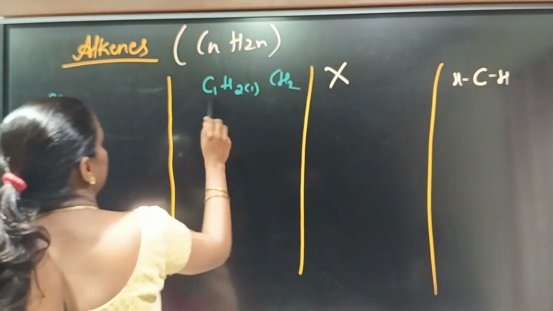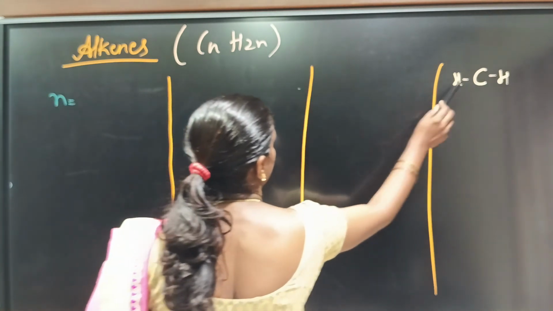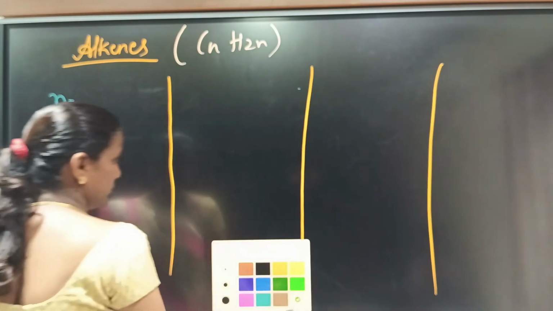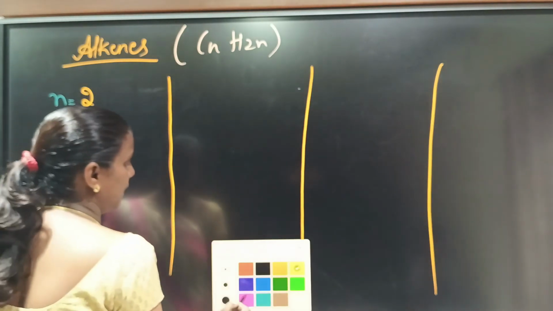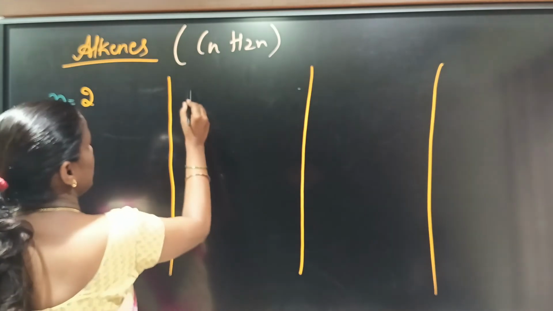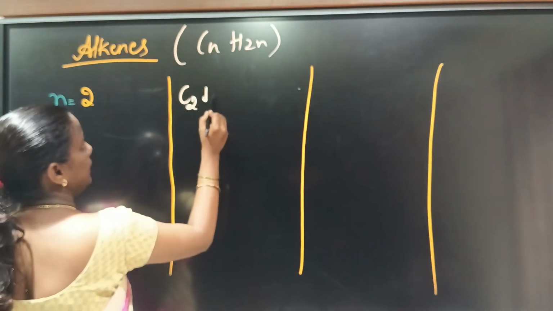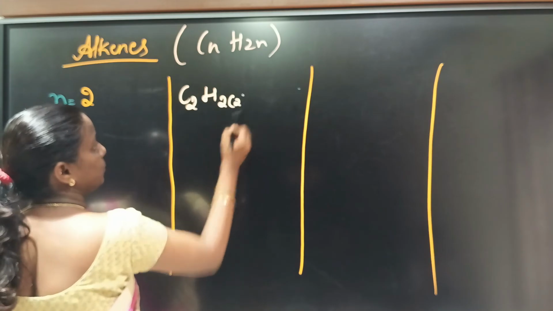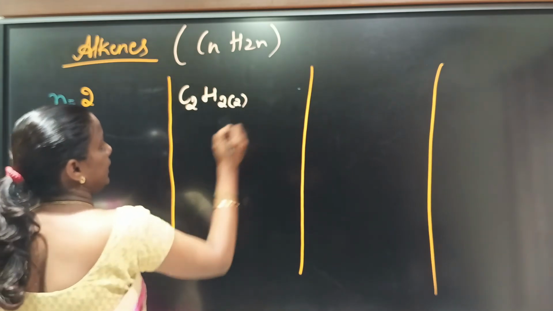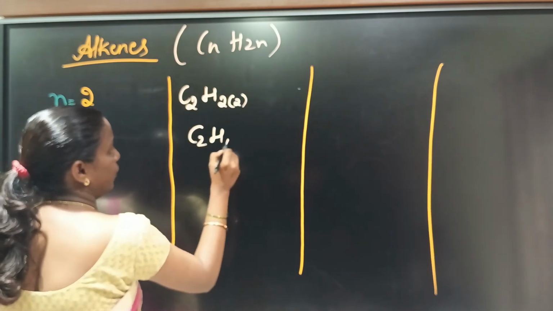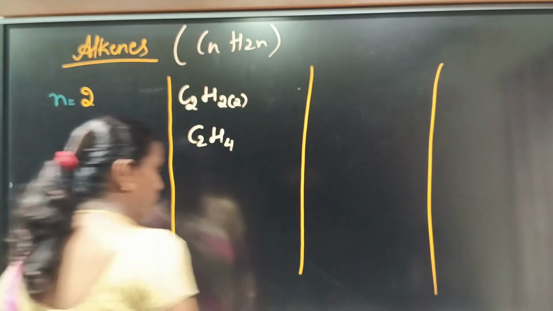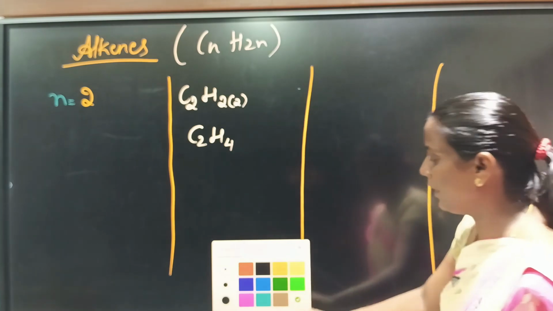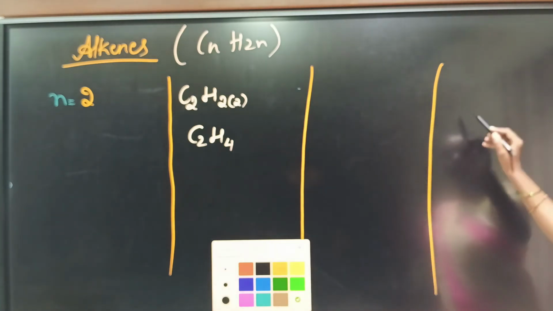We'll go for the second number. n is equal to how much? 2. So 2 is the start in alkenes. So C2 H2 into 2, that is C2H4. So what will be the formula? C2H4.